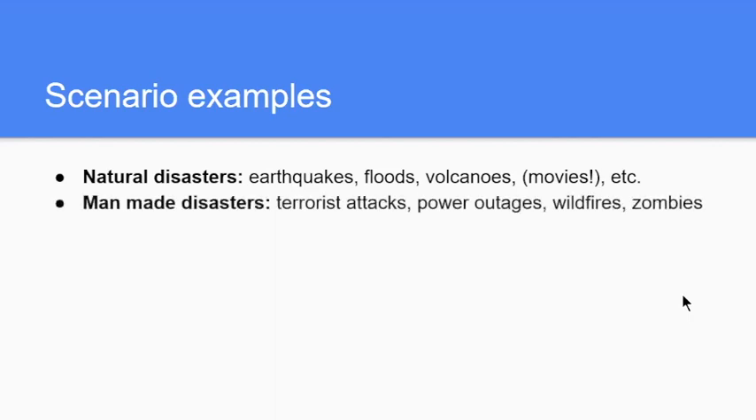Man-made disasters, terrorist attacks, power outages, wildfires are a big deal for us, and so we do those. And again, you can do them all in very serious fashion. I like to keep things light. Other net control stations like to be more serious. Zombies, again, Halloween's coming up. That'll be a whole lot of fun.